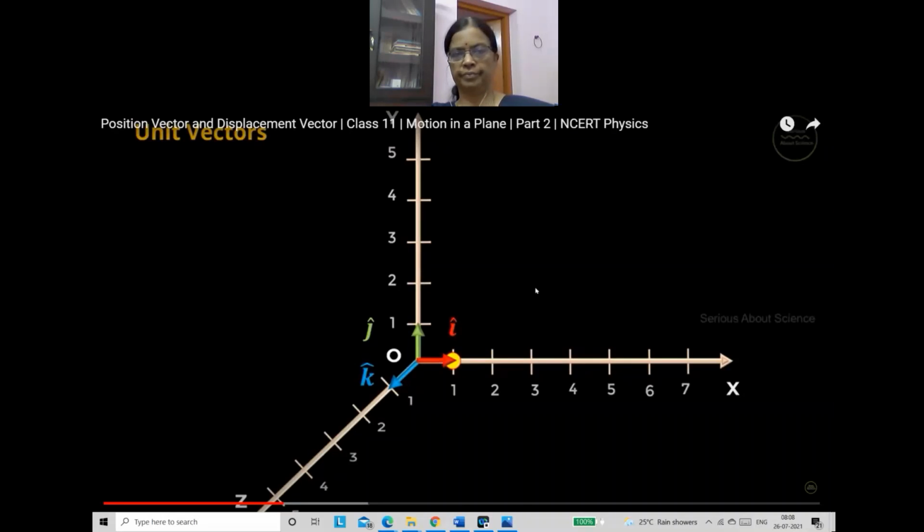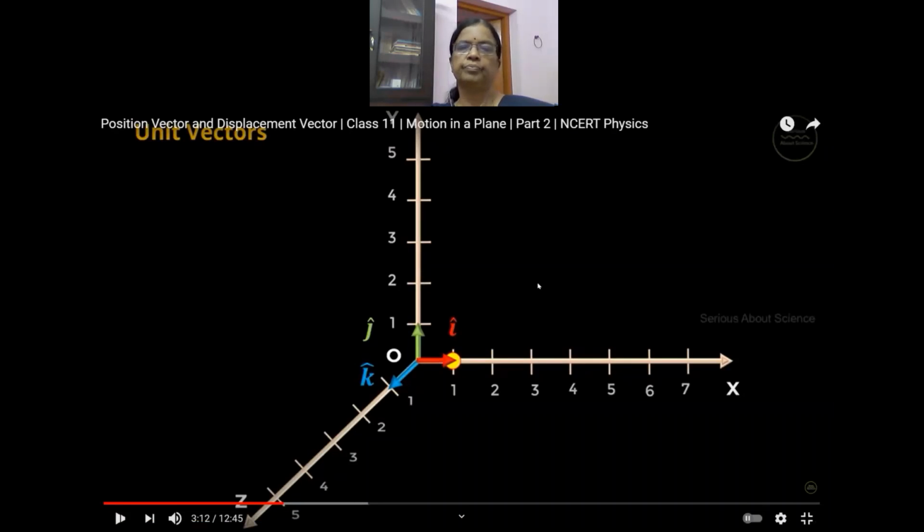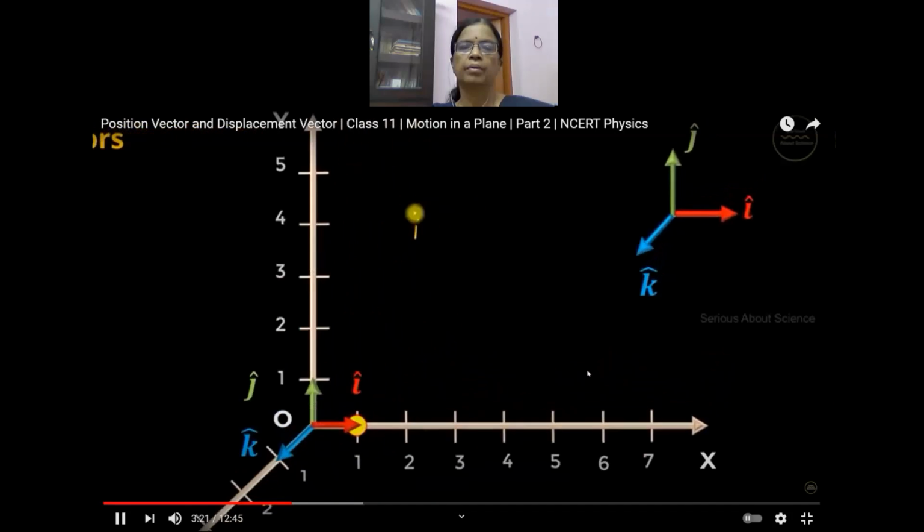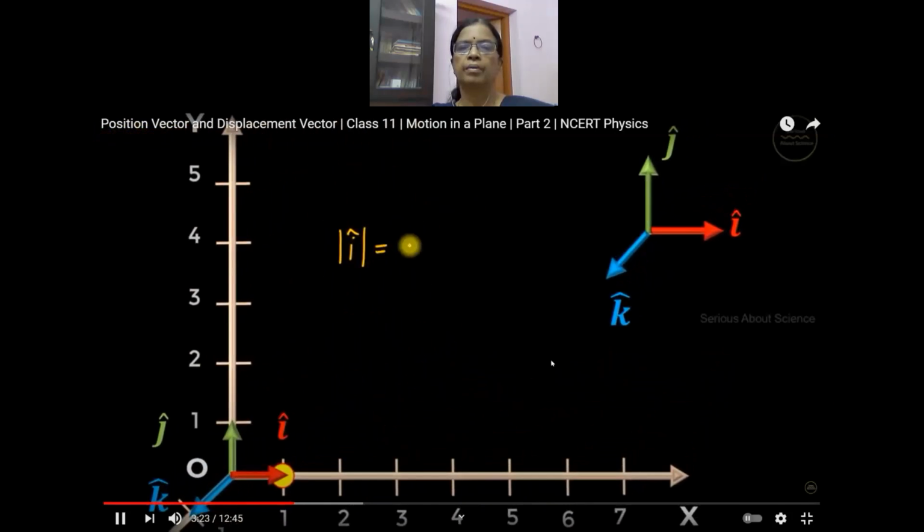In order to represent position and displacement, vectors which point along x, y, and z axis, and all of them have magnitude 1. That is, magnitude of i cap is equal to magnitude of j cap is equal to magnitude of k cap equal to 1. And if we look here, all these vectors have an angle of 90 degrees between them.